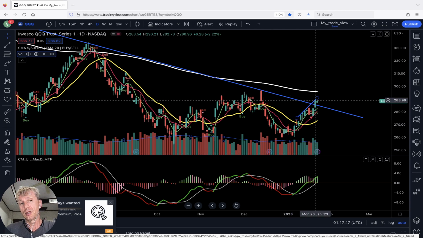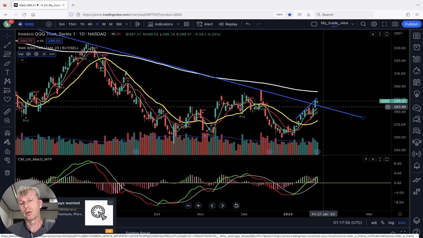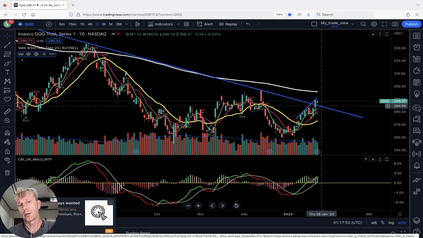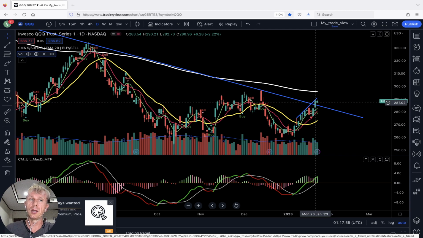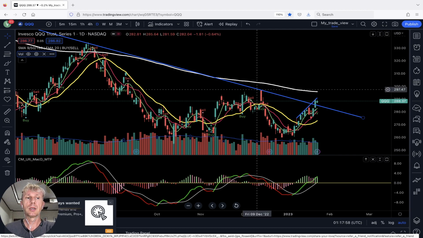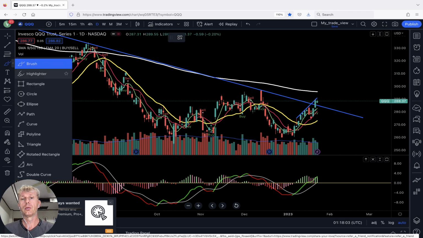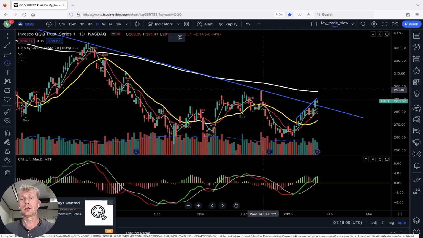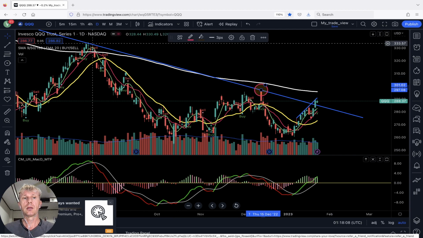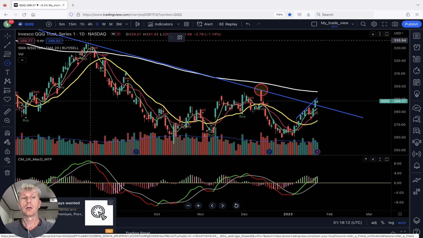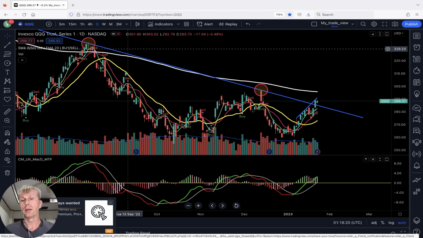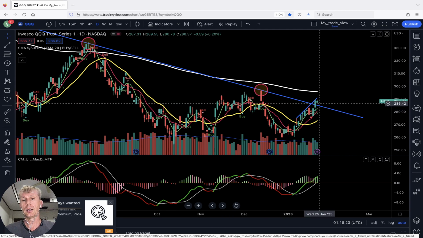It closed above this blue line, the major line from the top of the market. It closed above the major trend line for the last 2 days. Previously, it touched this line several times. We don't want to go back 12 months, but it did. It's a strong general bearish trend. Yeah, 2 days in a row we closed above it.